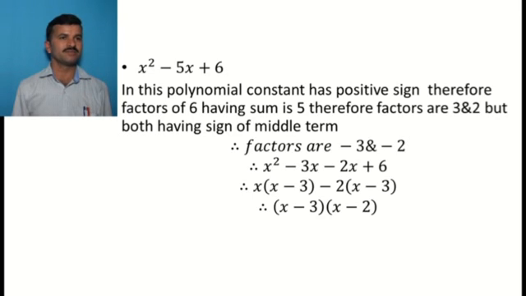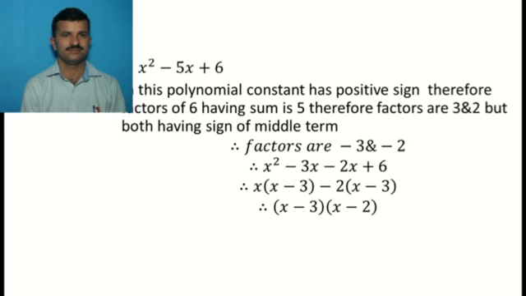Therefore, the expression becomes x square minus 3x minus 2x plus 6 is the first step. And second step, x is common in two terms, therefore you can write here x in the bracket x minus 3, and next here minus 2 is common, therefore x minus 3 becomes once again common. Therefore factors of x square minus 5x plus 6 are x minus 3 and x minus 2.